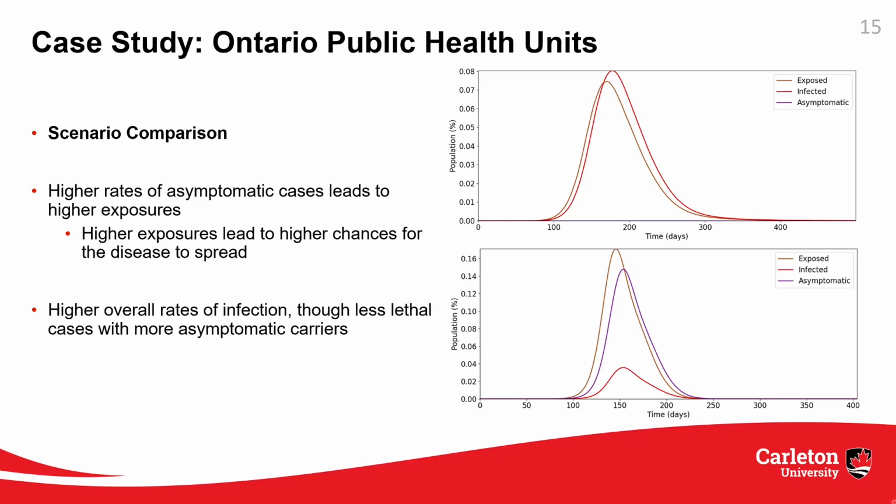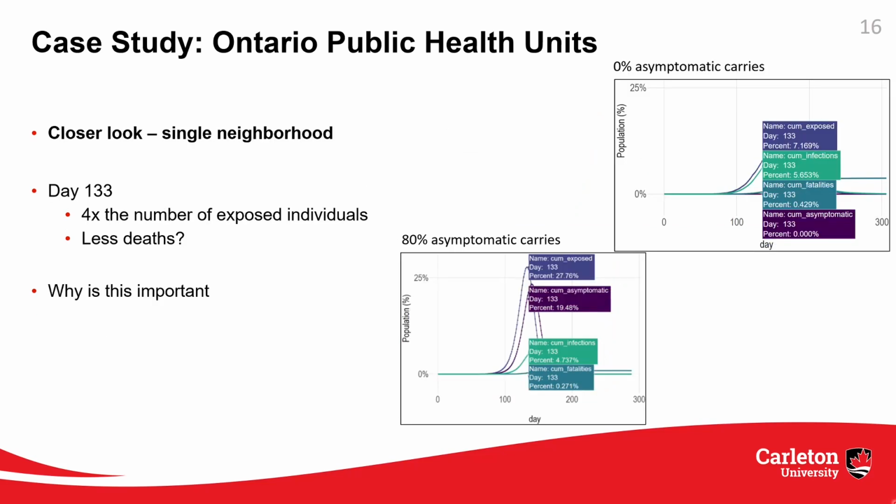We're going to look at a specific neighborhood and then discuss why this is important. So here I've taken a single neighborhood and I'm comparing on the same day these two different cases. So this is a single neighborhood in our Ontario Public Health Unit where on day 133, the difference between 0% asymptomatic carriers and 80% asymptomatic carriers is quite significant. Immediately we can see around four times the number of exposed individuals, but we have less deaths.